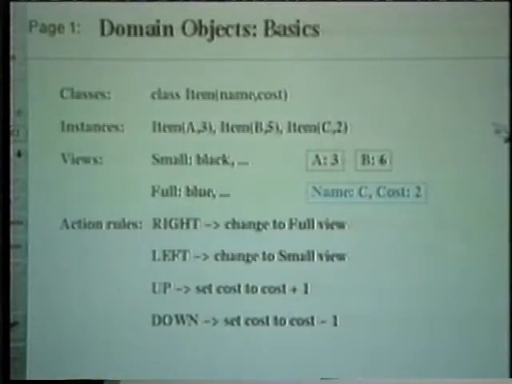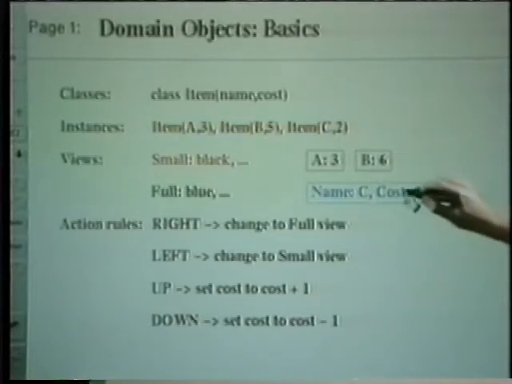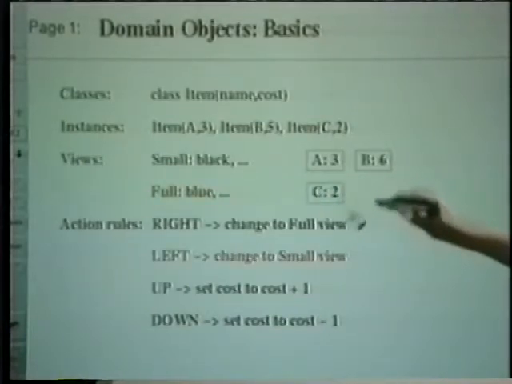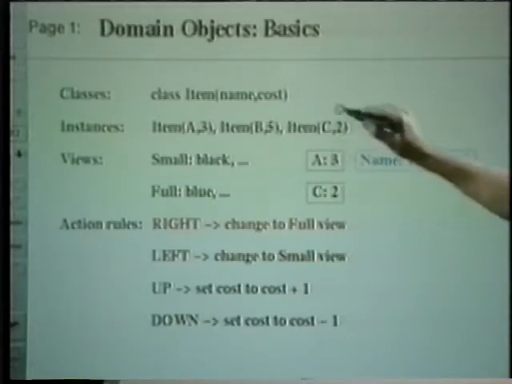These items are the primary subject matter of the meeting. Domain objects were designed to represent this kind of subject matter. They are integrated into Tivoli's whiteboard environment. Domain objects are defined in a scripting language in Tivoli. There are classes and instances, such as items A, B, and C. Domain objects are displayed in different views, such as a small view and a full view. Rules specify how domain objects react to gestures, such as by changing their views or their values.